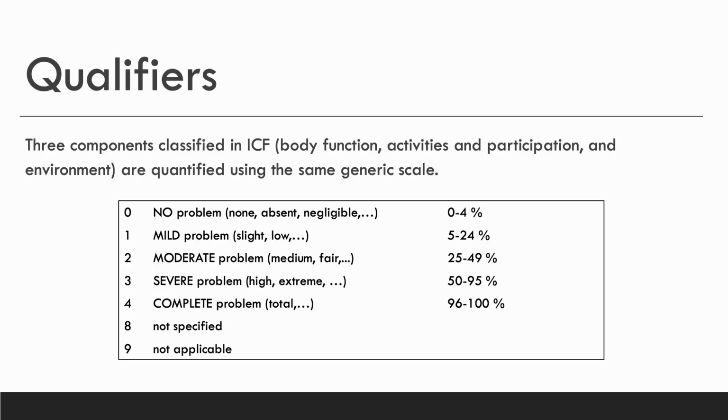So continuing on with our conversation about qualifiers, the percentages are meant to provide a guide to the magnitude of the problems. The person is compared to the general population. Not specified is going to mean not assessed, and not applicable means it may not be relevant to the situation or appropriate to assess for the situation. As we can see down here, the three components classified in ICF, the body function, activities and participation, and environment, are quantified using the same generic scale as we can see listed here below.